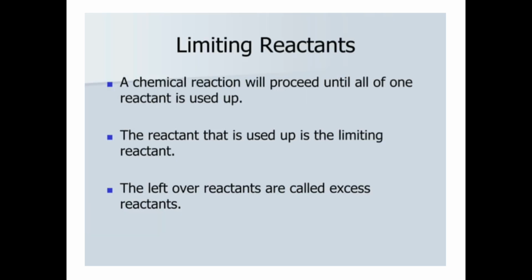A chemical reaction will proceed until all of one reactant is used up. The reactant that is used up is known as the limiting reactant. The leftover reactants are called excess reactants. Take for instance, we have A plus B producing C plus D. During the reaction, B is used up such that its concentration is reduced to 0. That B is our limiting reactant, and A is our excess reactant.